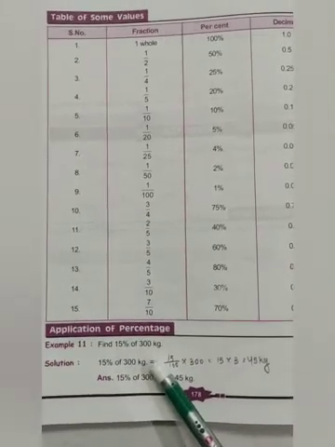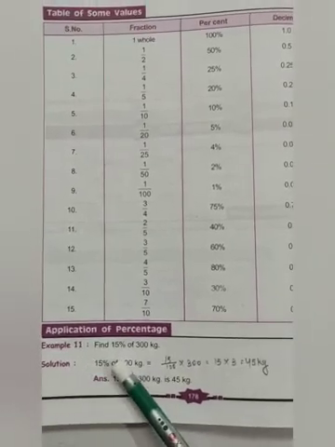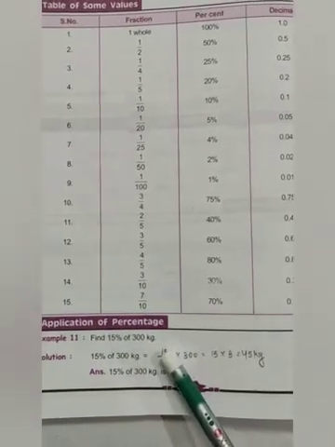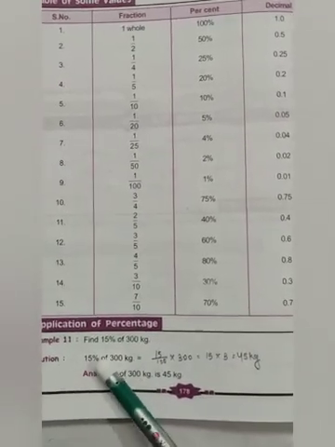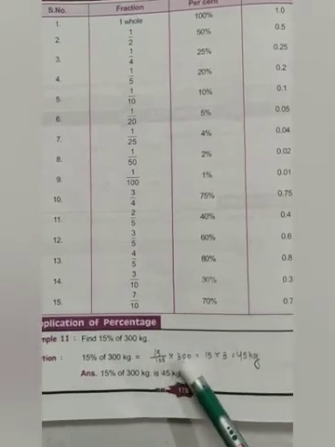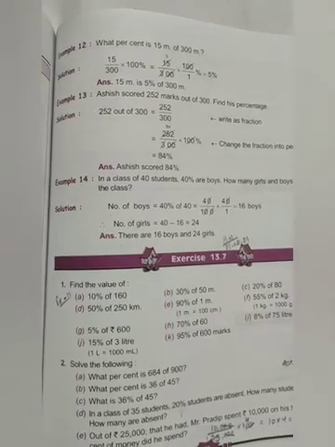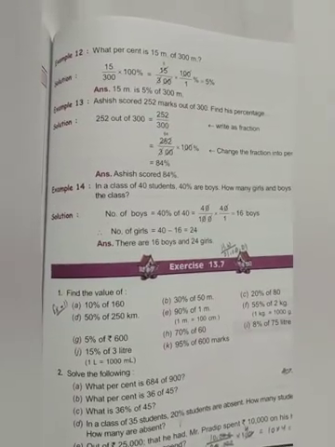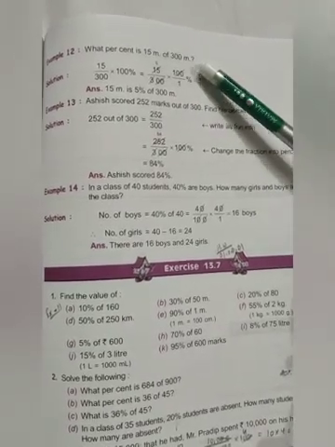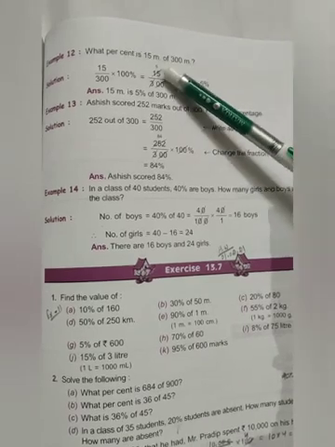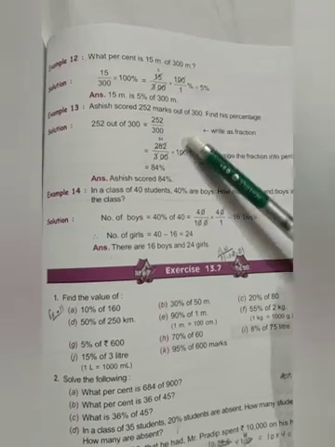Then application of percentage. Example 11. Find 15% of 300 kg. 15% of means, children, multiplication. 15% means 15 by 100 multiply 300. Then we get 45 kg. Then comes example 12. What percent is 15 meter of 300 meter? So 15 by total 300 multiply 100. Okay, then we get the percent.